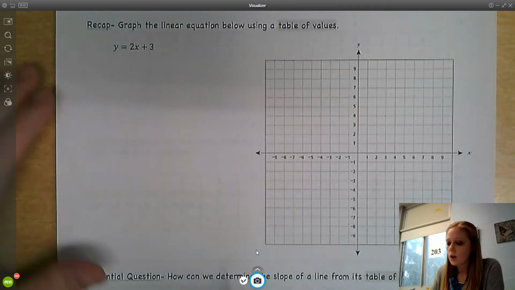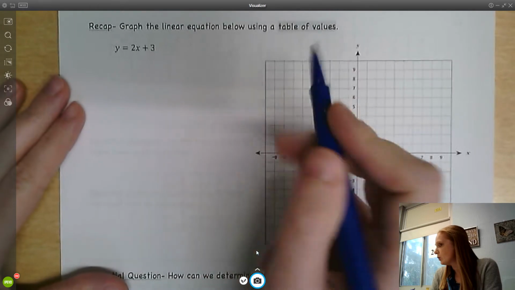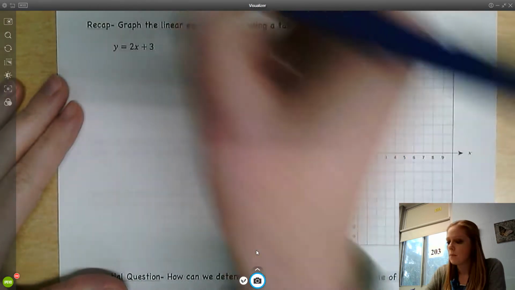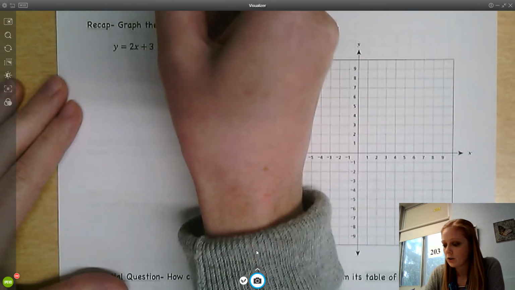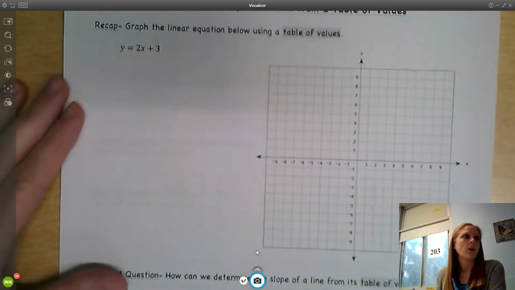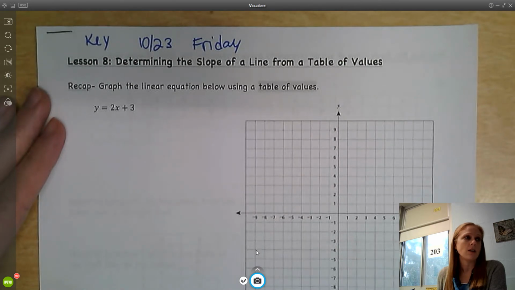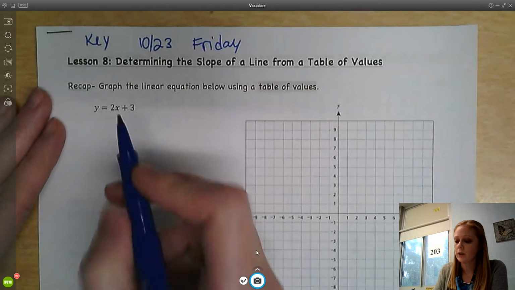Okay, so I'm going to go over lesson 8, determining the slope of a line from a table of values, which is the lesson from October 23rd, which is Friday's lesson. Okay, so we start out by graphing the linear equation below using a table of values, which is something that we did about a week or two ago.